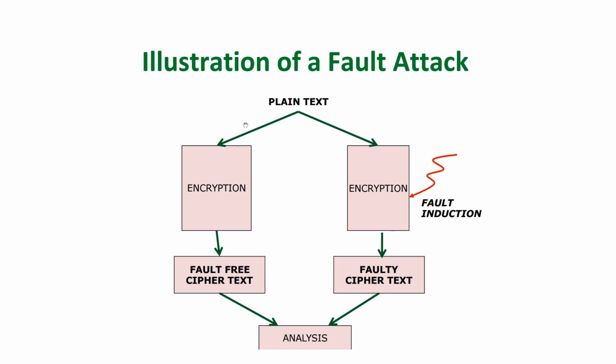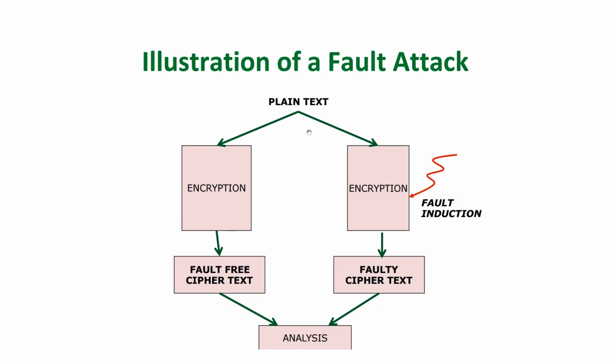So, what the attacker would do is that first of all he would fabricate some particular message and pass it to the device and force the device to create an encryption. The message would pass through the encryption algorithm which is implemented in the device, and it would give you a ciphertext. We call this particular ciphertext a fault free ciphertext.